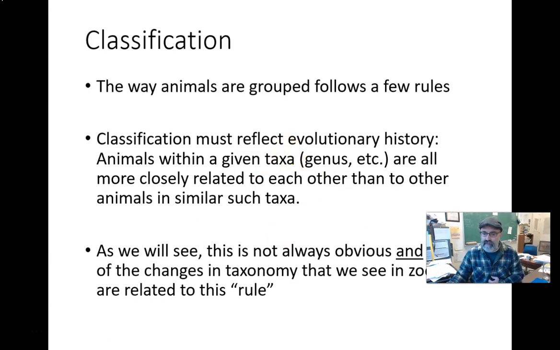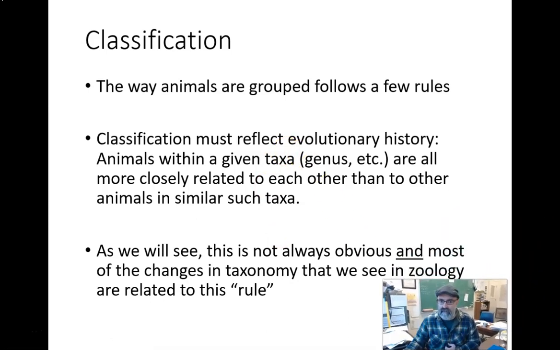So the way that we group, categorize, or classify organisms follows a couple of rules, right? One is that classification must reflect evolutionary history. Animals within a given family are all more closely related to other members of that family than they are to members of another family. This is a very important rule, and we'll see it has caused a lot of grief or a lot of excitement in zoology and botany and so on.